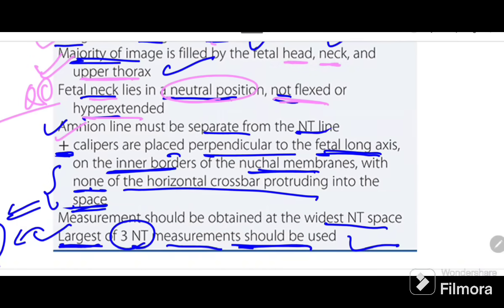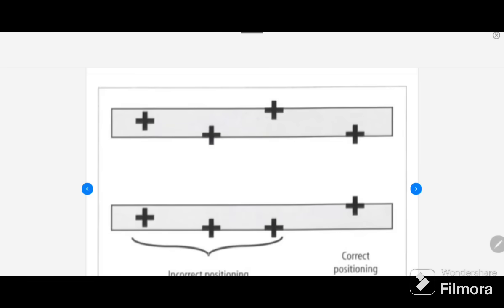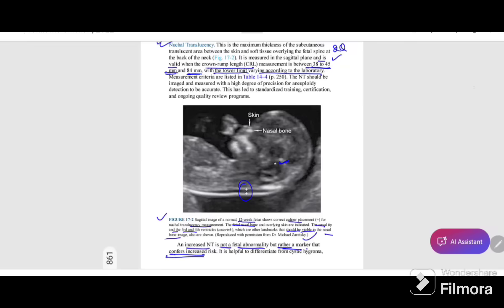Calipers should be placed perpendicular to the fetal long axis on the inner border of the nuchal membranes, with none of the horizontal crossbars protruding into the space. You can see here an image which shows the correct positioning of the calipers. The horizontal crossbars of the caliper should be placed just inside the membrane. It should not be like this or in between. So these are all incorrect positioning methods. This is the correct positioning of the caliper, and this is very important to remember.